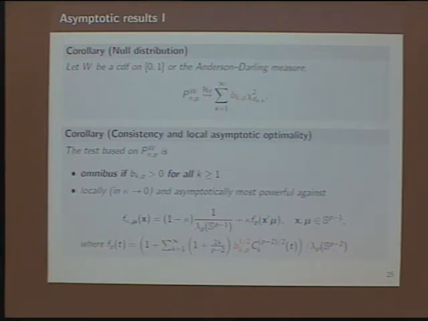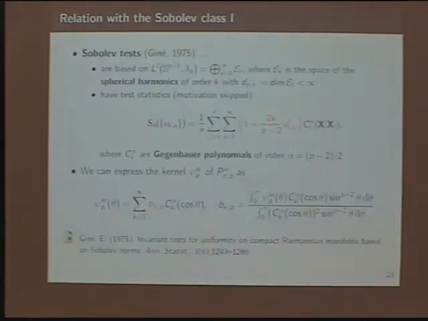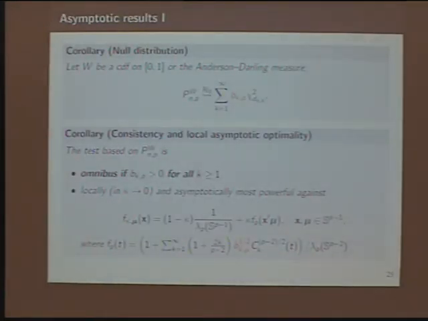So we have locally and asymptotically optimality against this family of alternatives, which is basically a mixture of the uniform density on the sphere with some alternative that is also indexed by these coefficients b. So basically the coefficients b_k onto which I project my kernel are the ones that are going to drive the asymptotic distribution, the local optimality, and eventually the omnibusness, if I'm able to prove that all the b_k are positive. These are results borrowed directly from Giné in 1975.